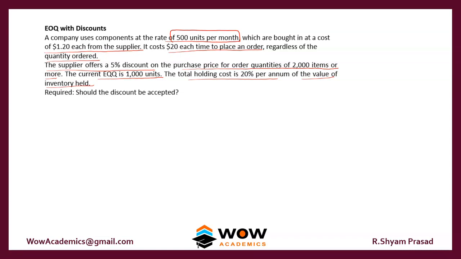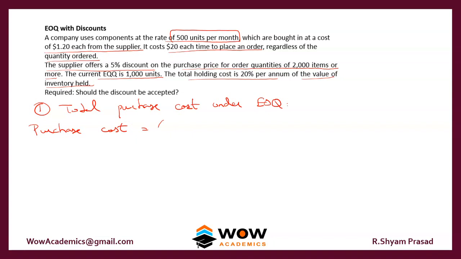So first, what we'll do for the alternative is the total purchase cost under EOQ. So we'll start with the purchase cost. The purchase cost is the total number of units in a year. So how many units are we going to buy in a year? We are going to buy 500 times 12. So how much is each unit? Each unit is bought at a price of $1.2.